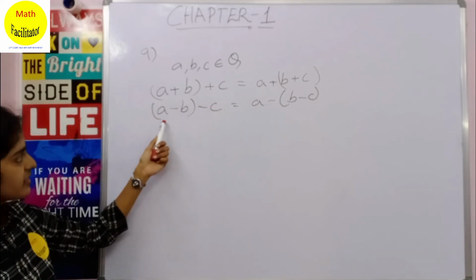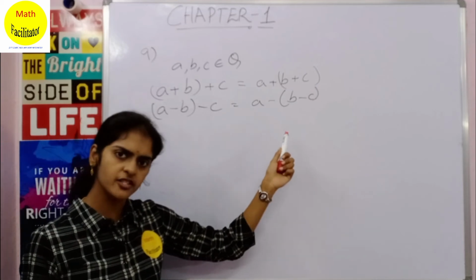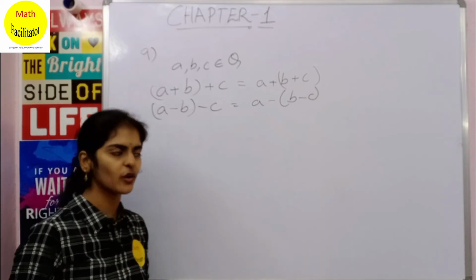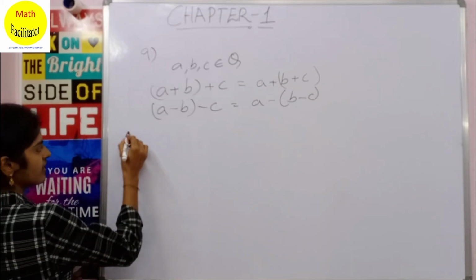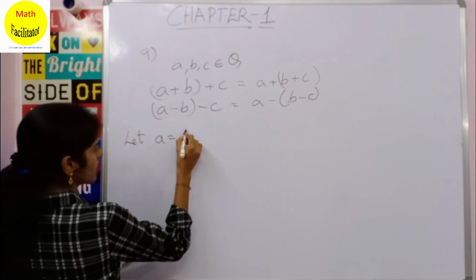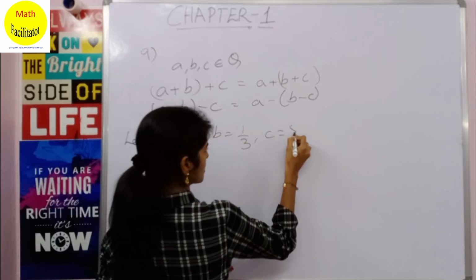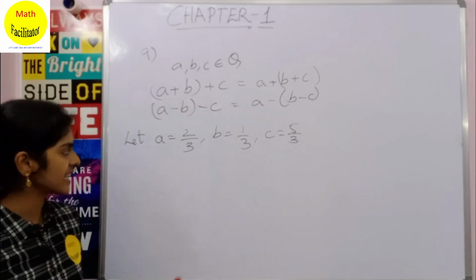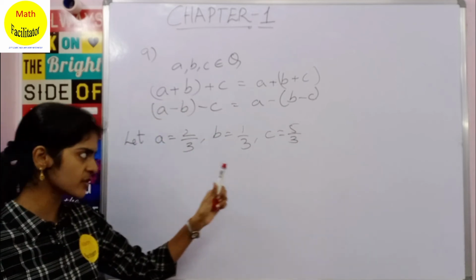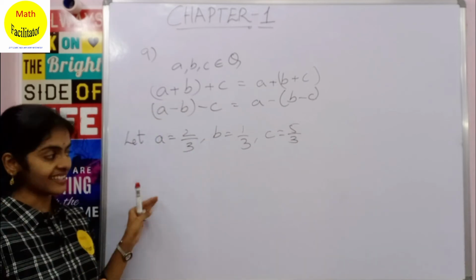Now you will check if, in any order, if you subtract the numbers also, will you get the same answer or not. Okay, so now let us take some example. Let a = 2/3, b = 1/3, c = 5/3. I have taken three rational numbers with the same denominator so that I can calculate it easily.